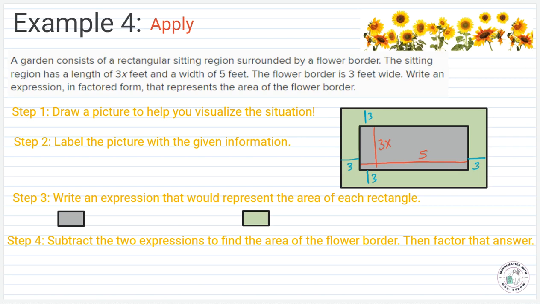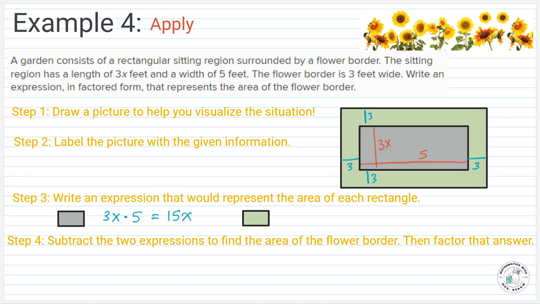Now we also need to look at the fact that we're going to eventually end up subtracting this gray section from the whole to find the area of just the flower border, because our goal is to find just the area of the green space. The area of the gray is pretty easy. That's just the 3x times 5. We have this as our length and this as our width, so 3x times 5 is the math we do to figure out the area of the gray space. 3x times 5 is just 15x. So that's the area of the gray space.